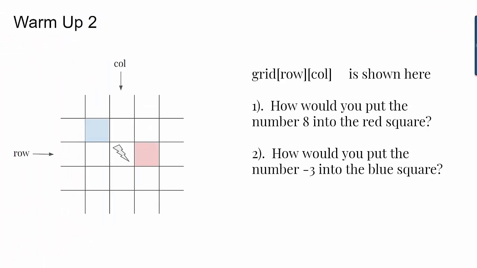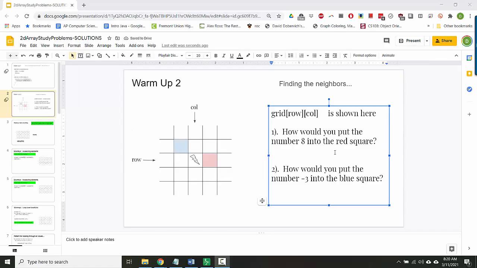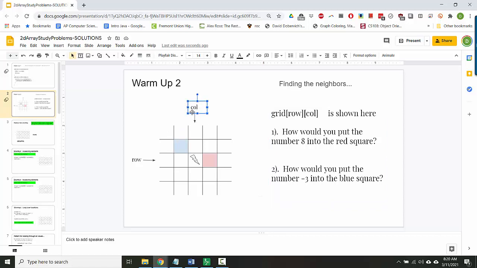Okay, question 2. The lightning bolt shows you where grid row col is. How would you put the number 8 into the red square and the number -3 into the blue square? So remember, because 0, 0 is in the upper left-hand corner, as you move columns to the right, you are adding to the column. So you can imagine column 0, column 1, column 2, like that. So even though we don't know the exact number for which column we're talking about, I know that one column to the right is going to be col +1.